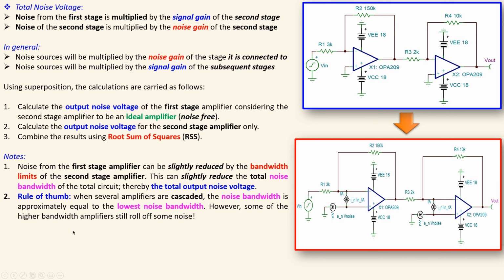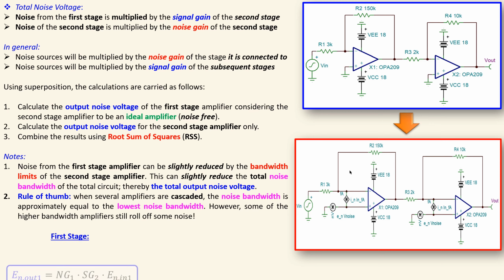Now the rule of thumb we use is that when several amplifiers are cascaded, the noise bandwidth is approximately equal to the lowest noise bandwidth. However, some of the higher bandwidth amplifiers will still roll off some noise. So that will of course be the case. It is in general true that if you have a stage which has the lowest noise bandwidth, this will then dominate. And most of the time that will be the case.